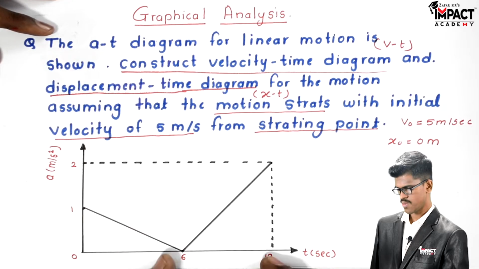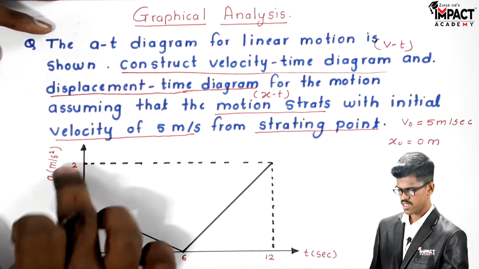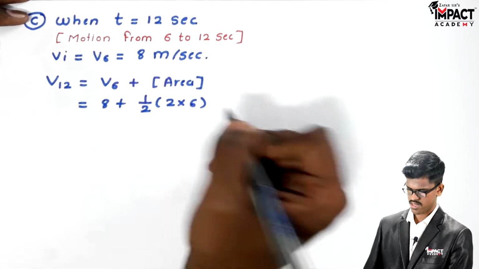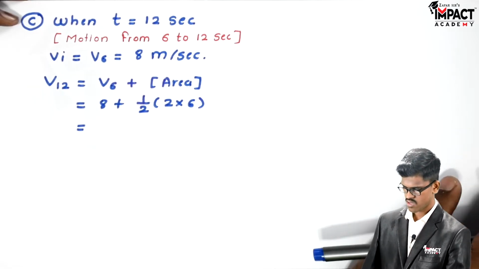If you see here, the base of this triangle is 12 minus 6, that is 6, and the height of the triangle is 2. So half into 2 into 6. So we get the answer as 6, and V12 is 14.